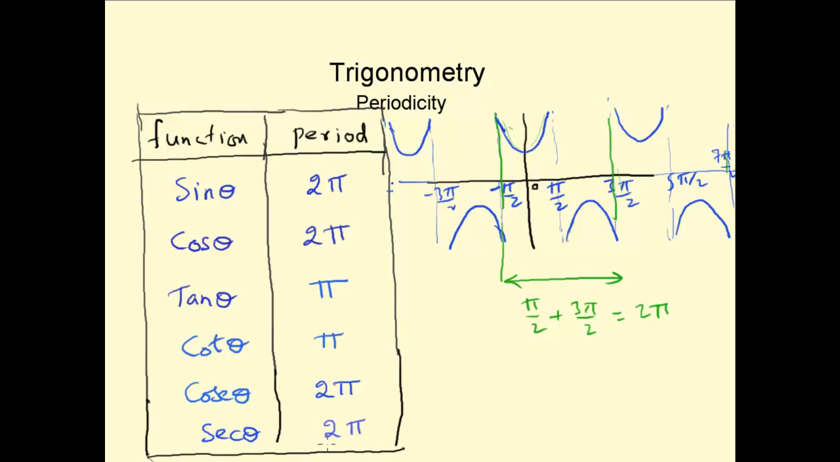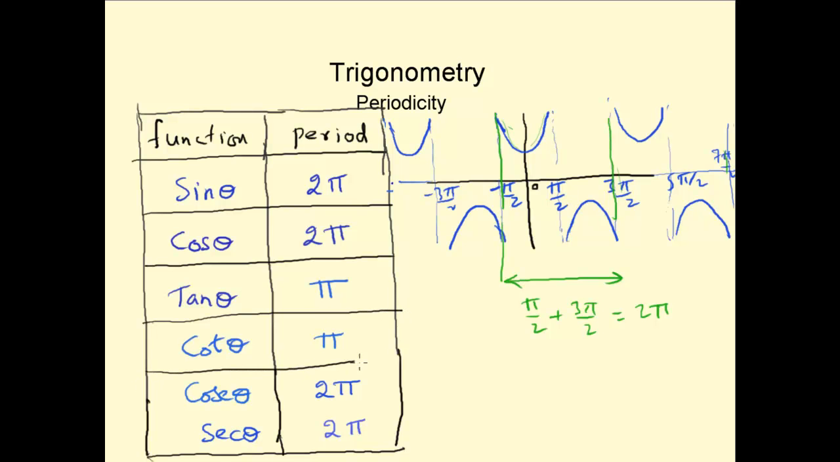So once again, let's go over. The period for sine theta is actually 2 pi. It repeats every 2 pi radians or 360 degrees. Cos theta is 2 pi. Tan theta is pi radians. Cot theta is pi. Cosecant and secant theta is 2 pi. So except tan theta and cot theta, which are pi, everything else is 2 pi.